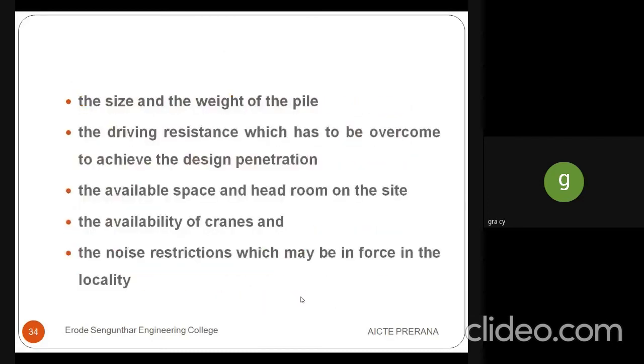So we have to look over the size and weight of the pile, then the driving resistance which has to be overcome to achieve the design penetration, the available space and headroom on the site, then availability of the cranes and noise restrictions which may be enforced in the locality.